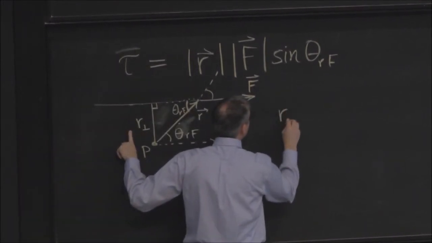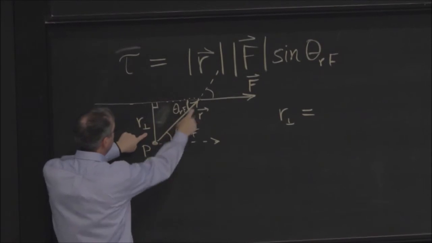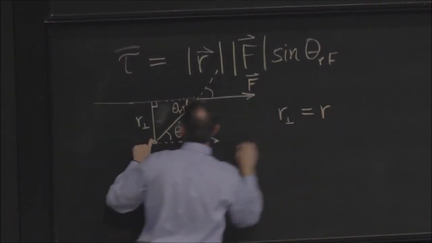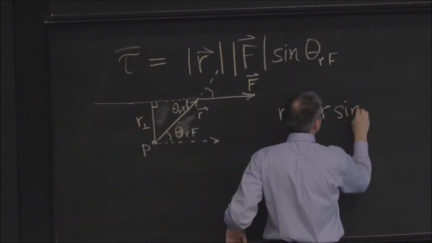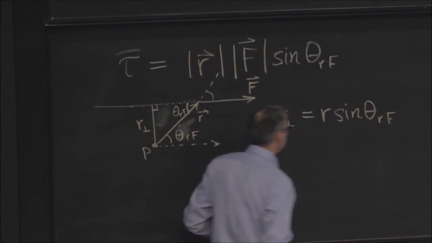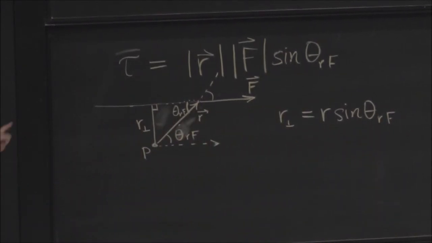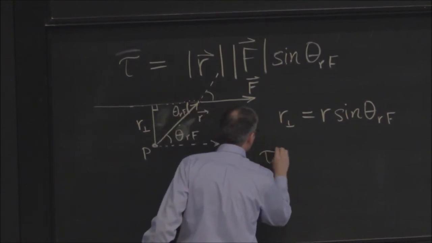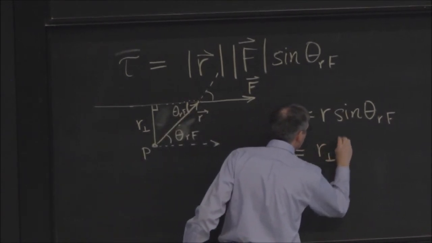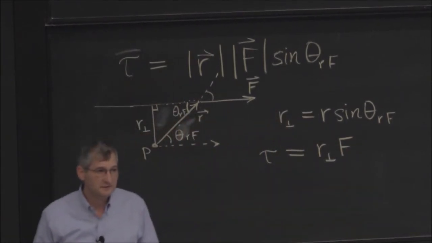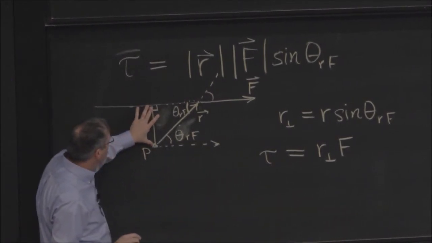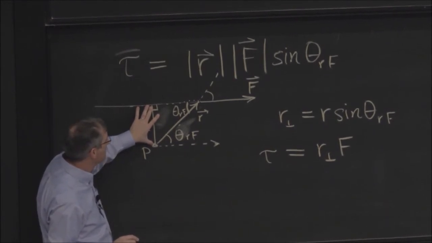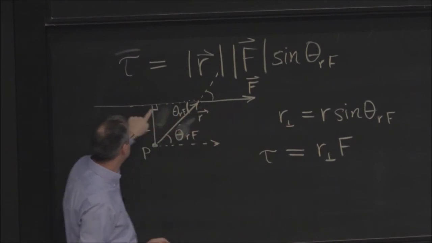R perpendicular, by this triangle, would be the hypotenuse length R times, let's see, that's the opposite, so sine of the angle theta RF. So I can think of the torque as R perpendicular times all of F. That is, if I associate the sine of the angle with the distance R, then this side of the triangle gives me R perpendicular, and it's as though all the force is applied at that point.